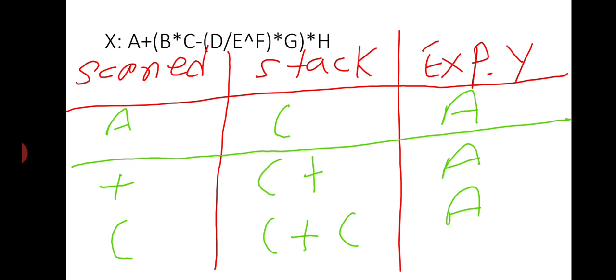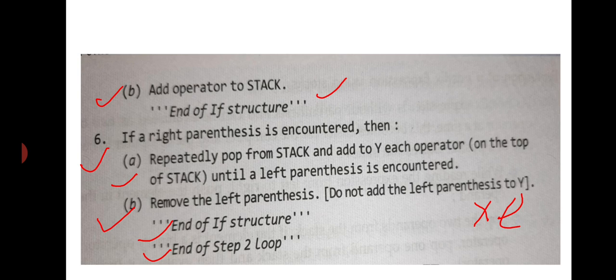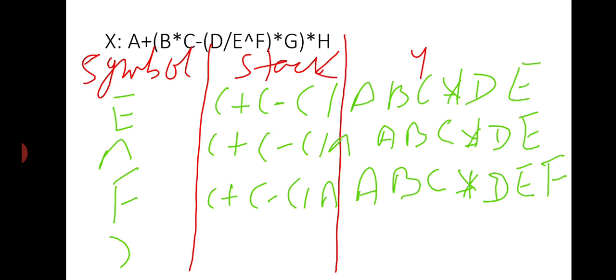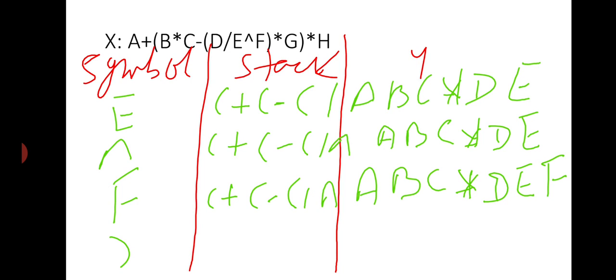We can see that 6a: repeatedly pop from the stack and add to y each operator on the top of the stack until a left parenthesis is encountered. Then we have to pop the elements from the stack and add them to y.